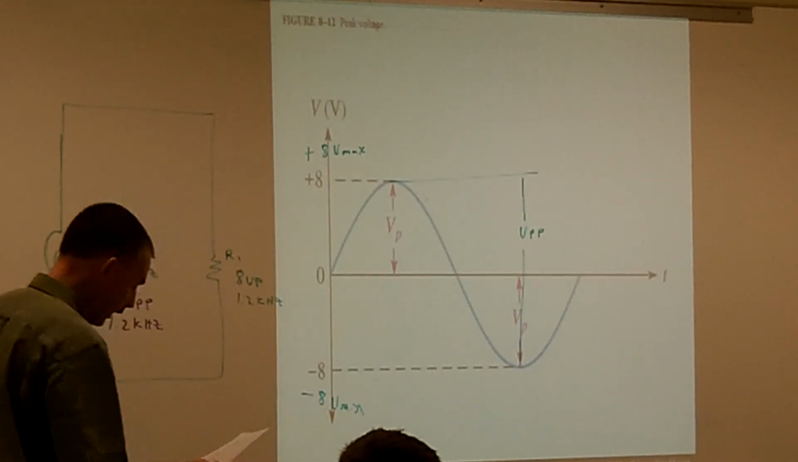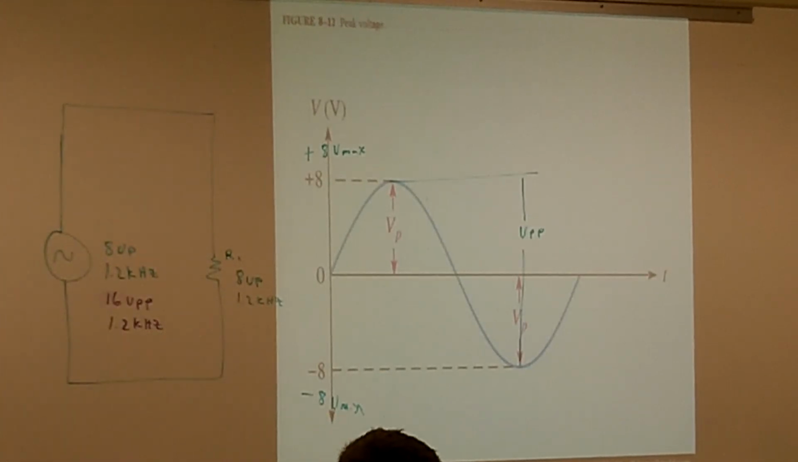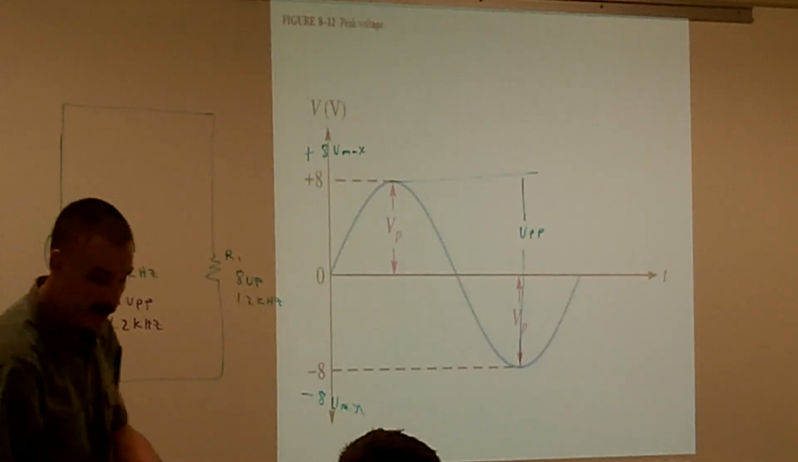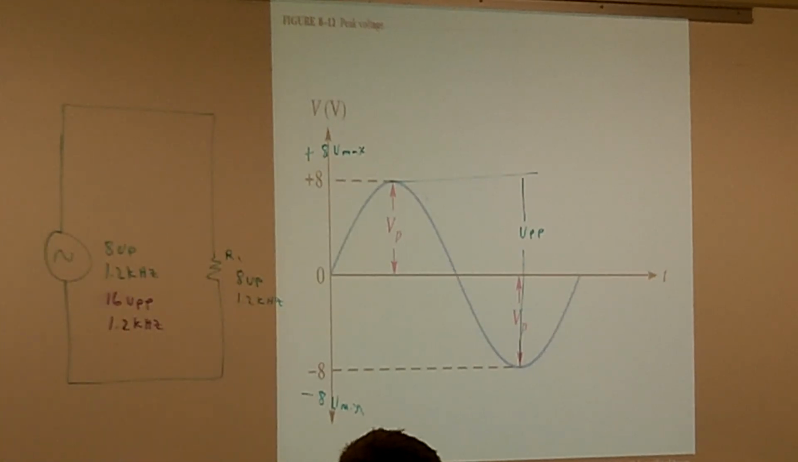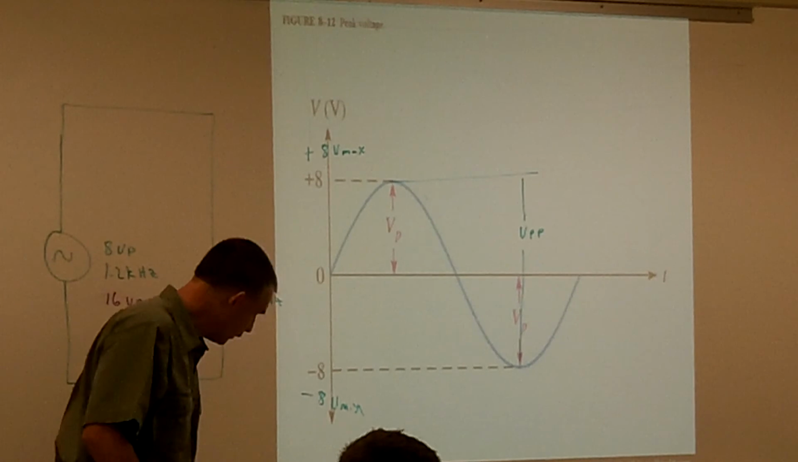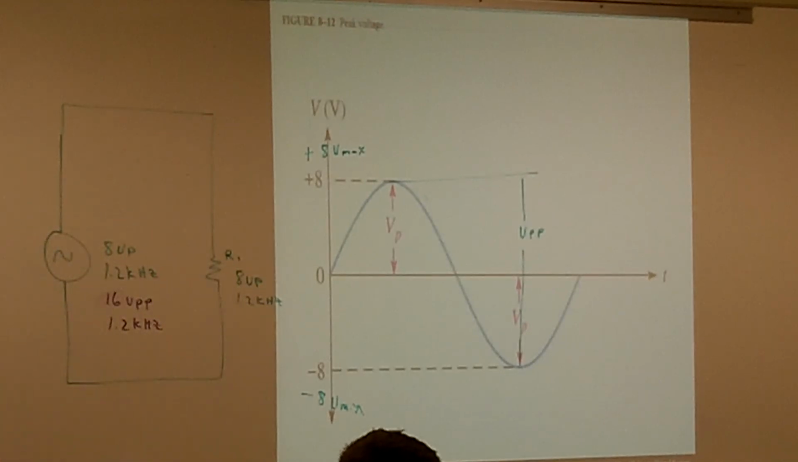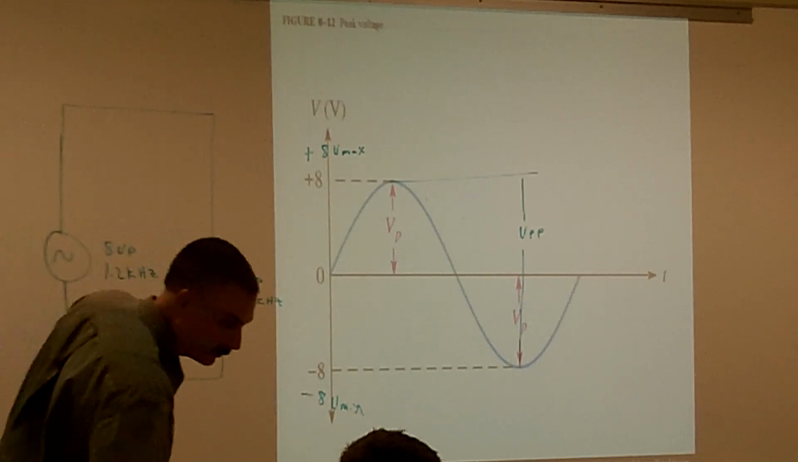All right, our other unit is that we can also have an RMS value. Now when I said, for example, that this outlet was 120 volts RMS, or 120 volts AC, what I'm talking about is that that's an RMS value.